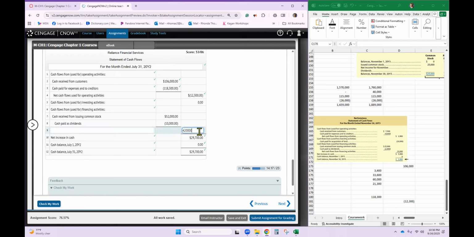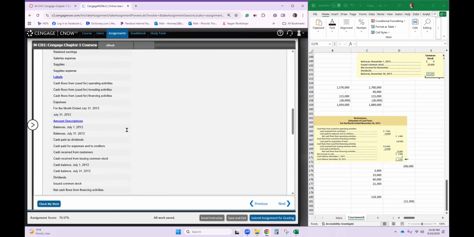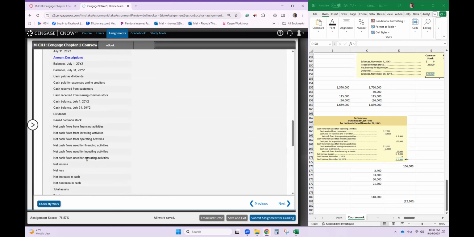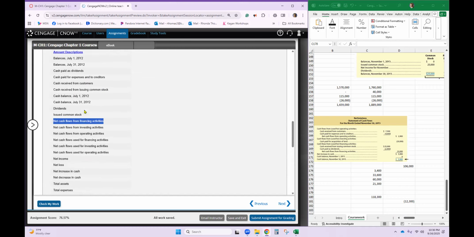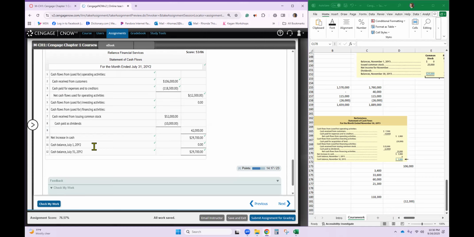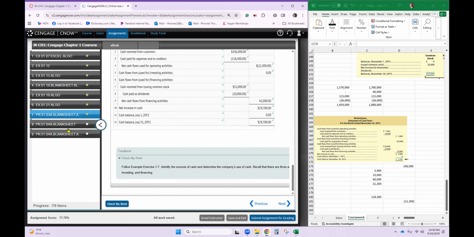Okay, 42,000. And then this is net cash flows from financing. This one right here. Okay, I think we've got this one now. So there was nothing in this section that affected cash. Okay, so I think we're finished with that one.